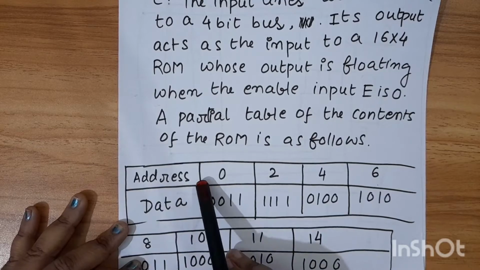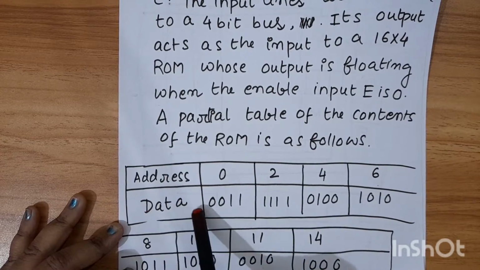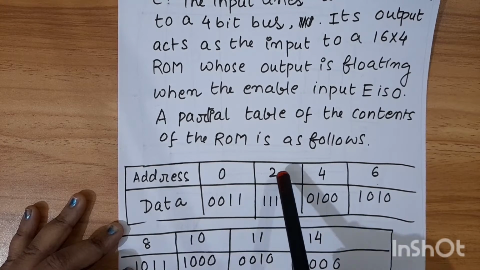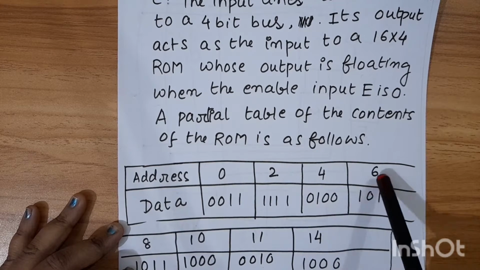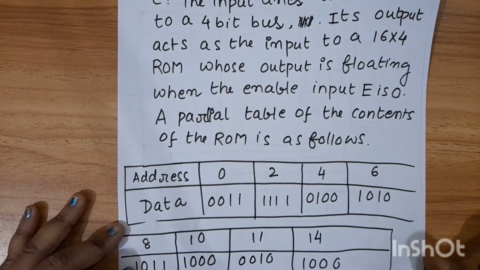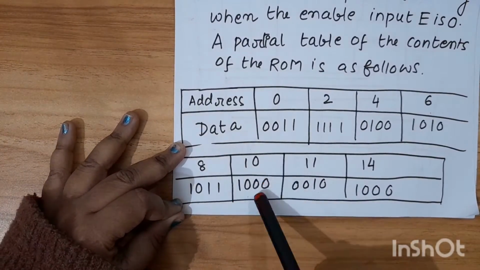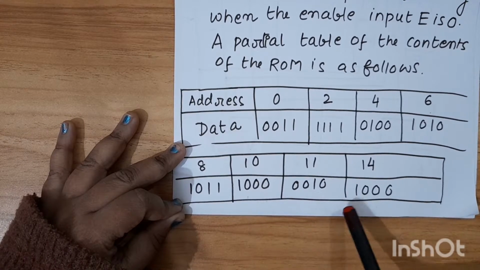For addresses 0, 2, 4, 6, 8, 10, 11, 14, the corresponding data is: for 0 it is 0011, for 2 it is all 4 ones, for 4 it is 0100, for 6 it is 1010, for 8 it is 1011, for 10 it is 1000, for 11 it is 0010, and for 14 it is 1000.